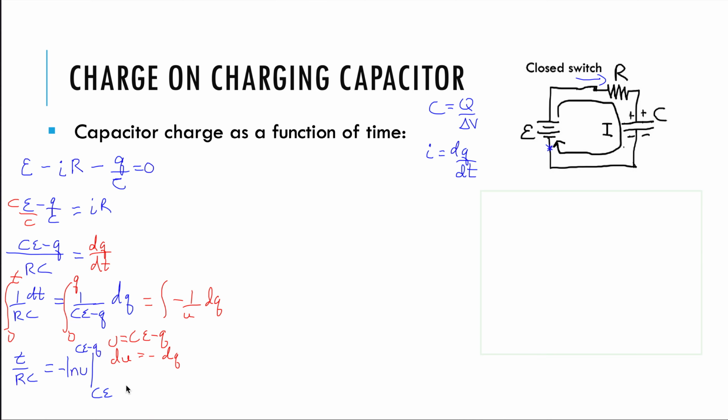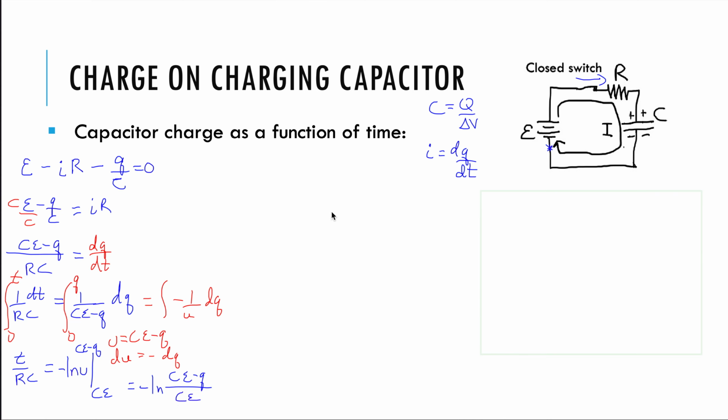All right, so it got a little bit crowded there. So that's going to be, and we can go ahead and move the negative to the other side here. Actually, let's just leave it there for now. So negative log of CE minus q, minus the log of CE, but when you subtract logs, you can just divide here.